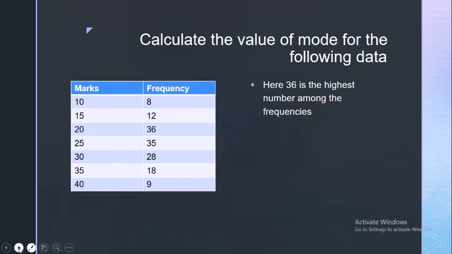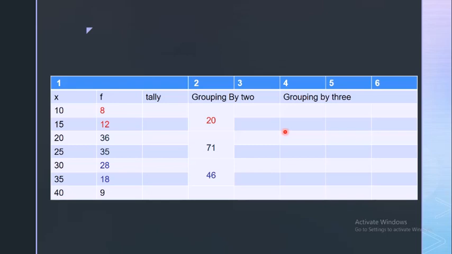So let's see. As I said, in a grouping method we have 6 columns. Whatever the problem, whatever number of variables are given to you, the number of columns will be the same, that is 6. The first column contains the variables, that is x, which in your case is marks, then the corresponding frequencies, then a sub-column for the tally marks. In the second and third columns, I have written here grouping by 2. That means you have to group the frequencies by 2. Then in columns 4, 5 and 6 you have to group the frequencies by 3.